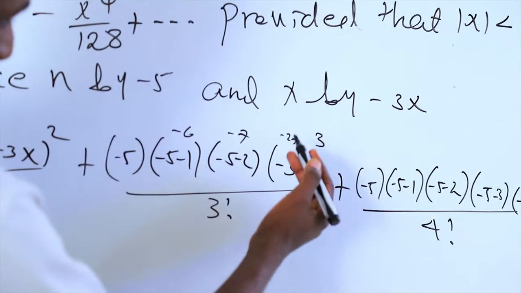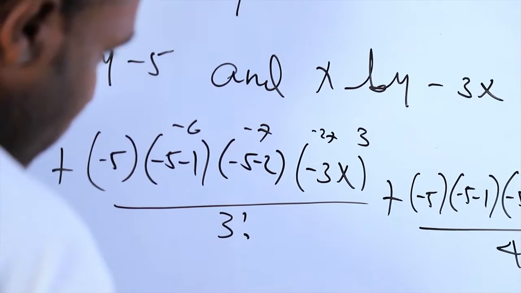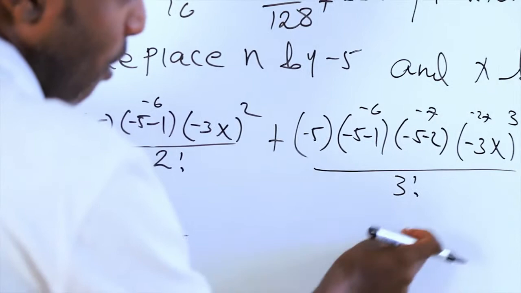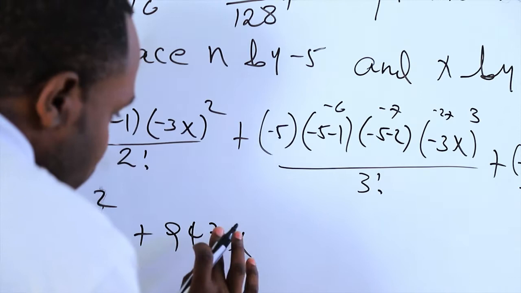So minus 5 times minus 6 times minus 7 is minus 210, multiplied by minus 27, over 3 factorial, which is 6. So your answer should be 945 times x to the power of 3.